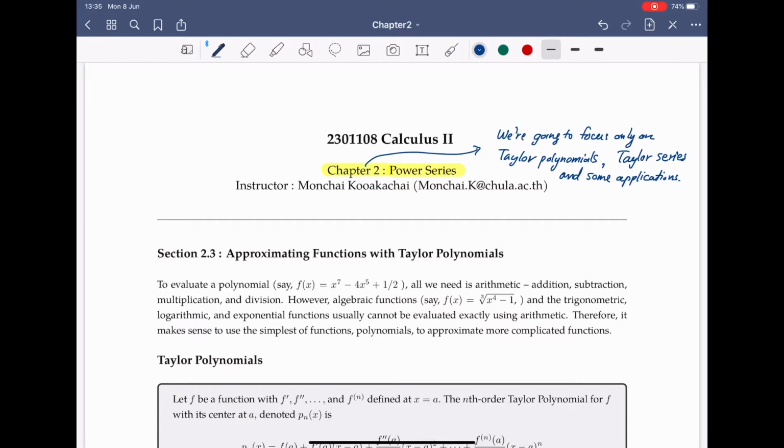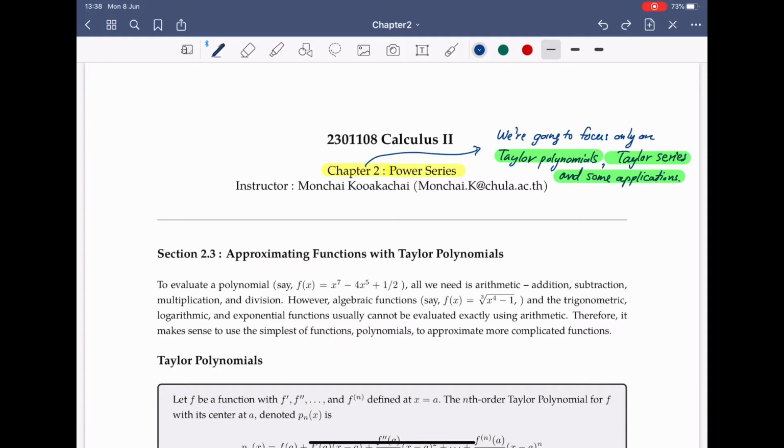But for the exam that is coming up this Friday, you are going to see only section 2.3 and section 2.4, which are Taylor polynomials, Taylor series, and some applications. Now let's look at section 2.3, approximating function with Taylor polynomials.